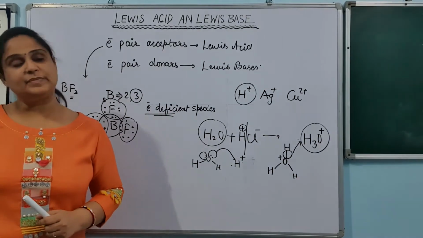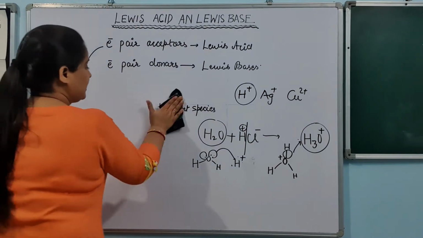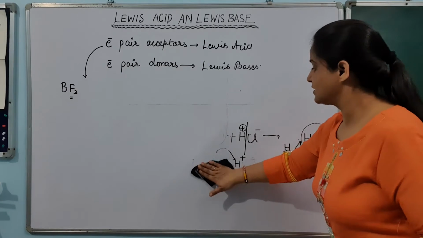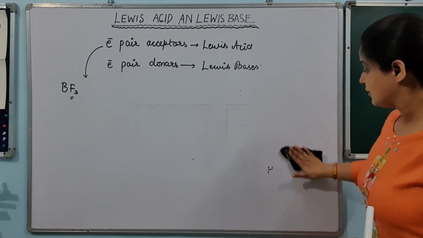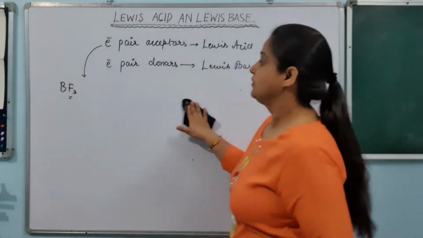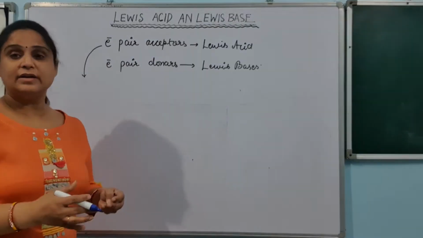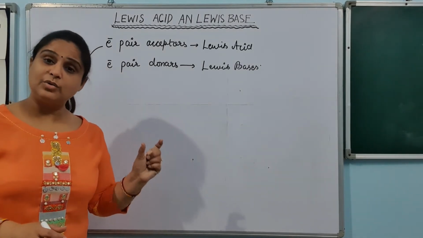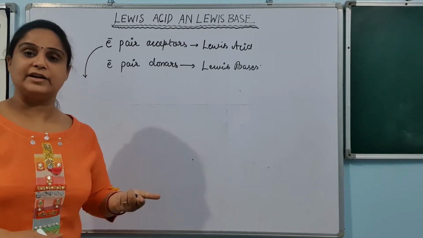Let us talk about the bases now. And what are Lewis bases? Lewis bases are electron pair donors. Electron pair donors will definitely have some electron pairs which will be free to get donated. Free to get donated means they will not be involved in the bonding. So we will be talking about the lone pair of electron, which is not involved in any kind of bonding.